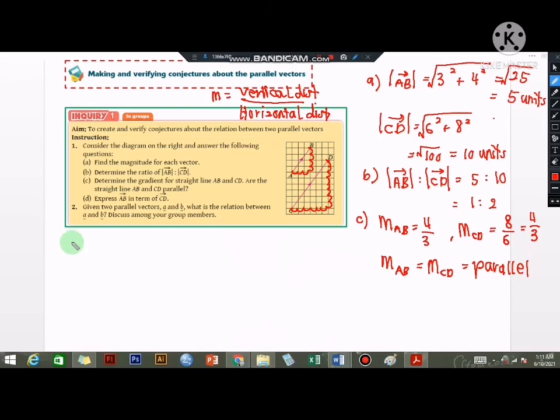Now let's look at D. The question asks you to express vector AB in terms of vector CD. Vector AB in terms of vector CD. Okay, so given to, okay, wait.